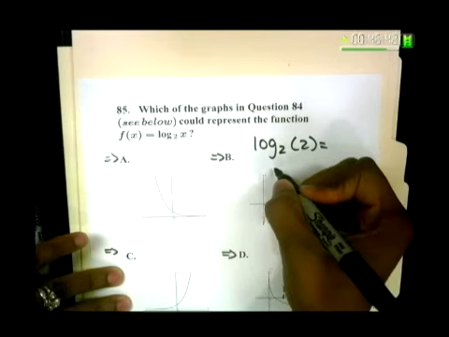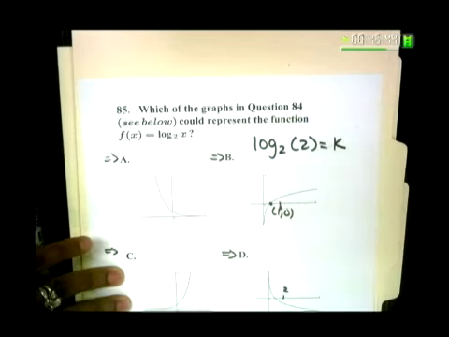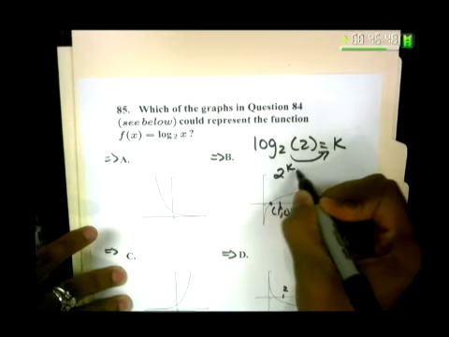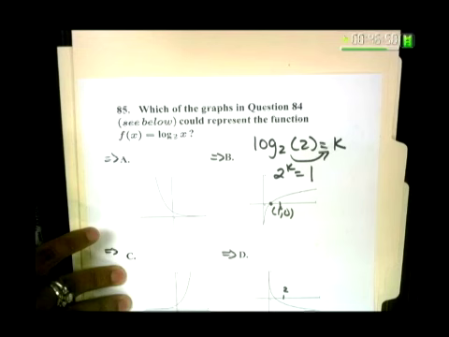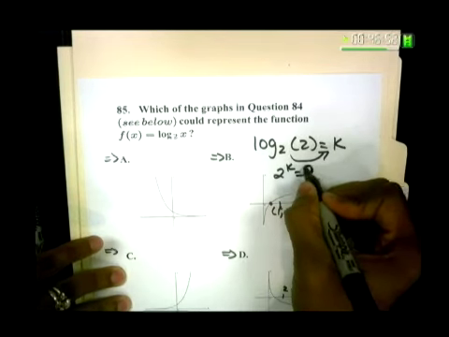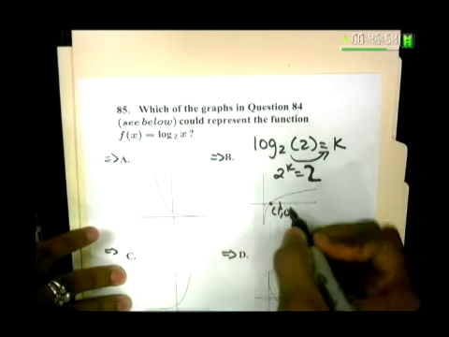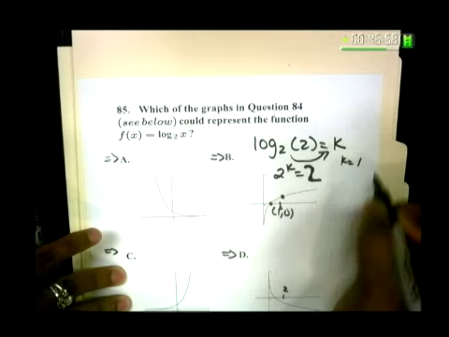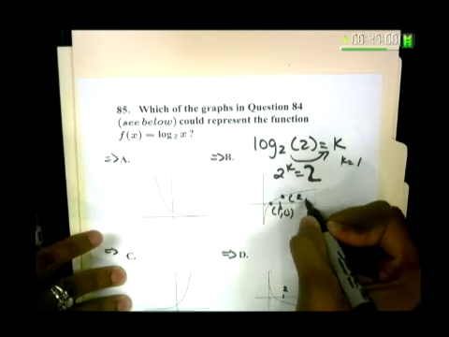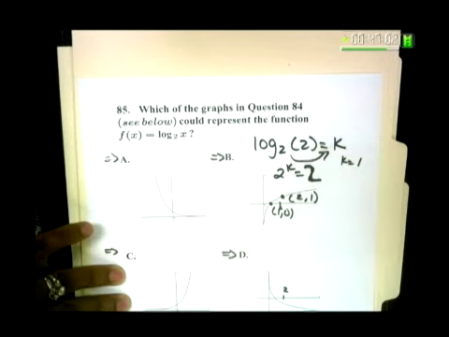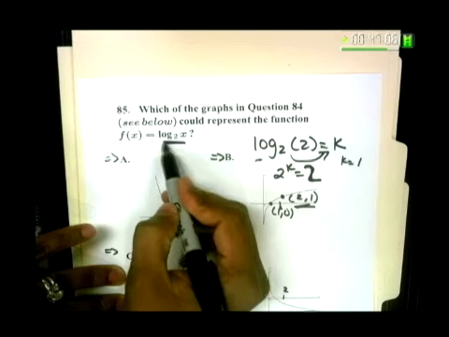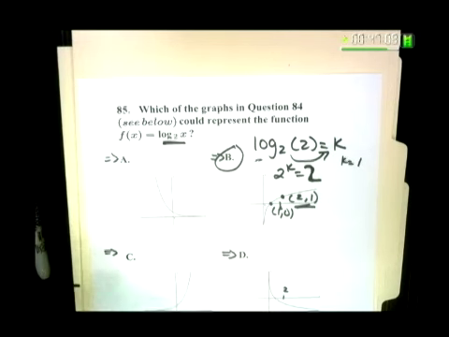It's 1, because let's call it k. The way we solve this is we say 2 to the k is equal to 2, so 2 to the 1 is equal to 2. So k would be equal to 1. This corresponds to the point (2, 1). This point would be on the graph of log base 2 of x, so that tells me that it's B.